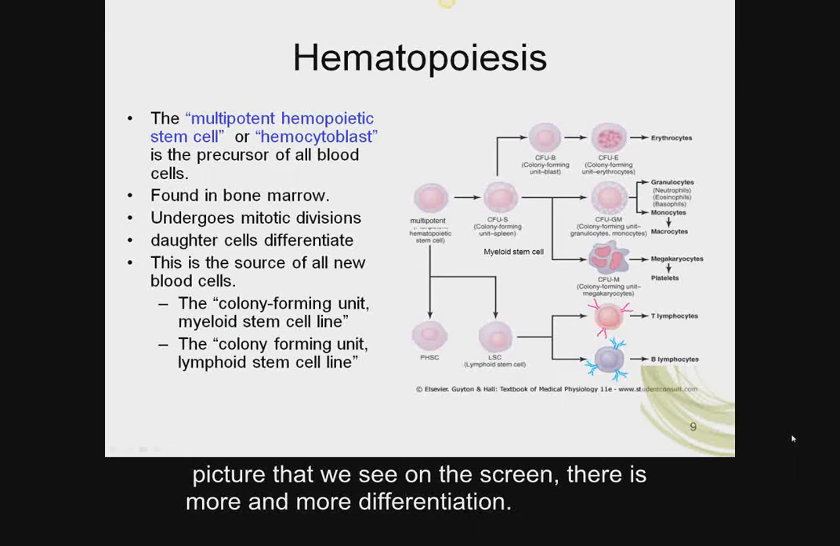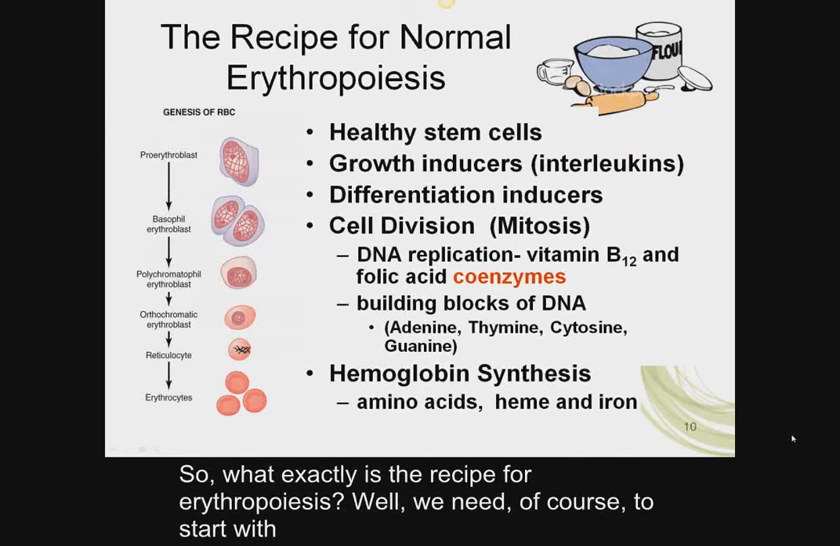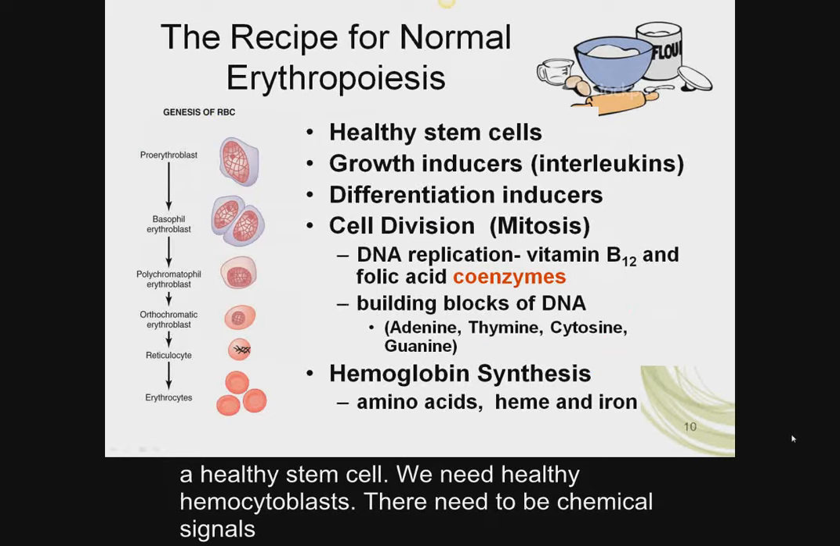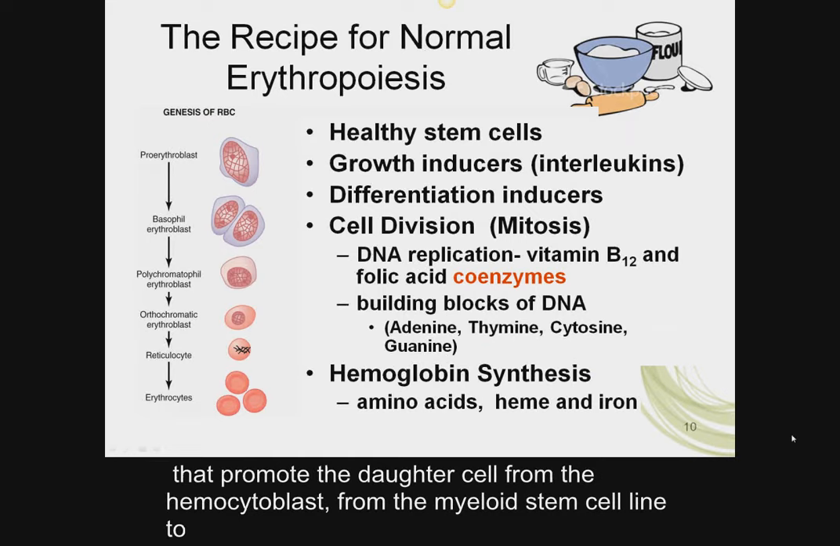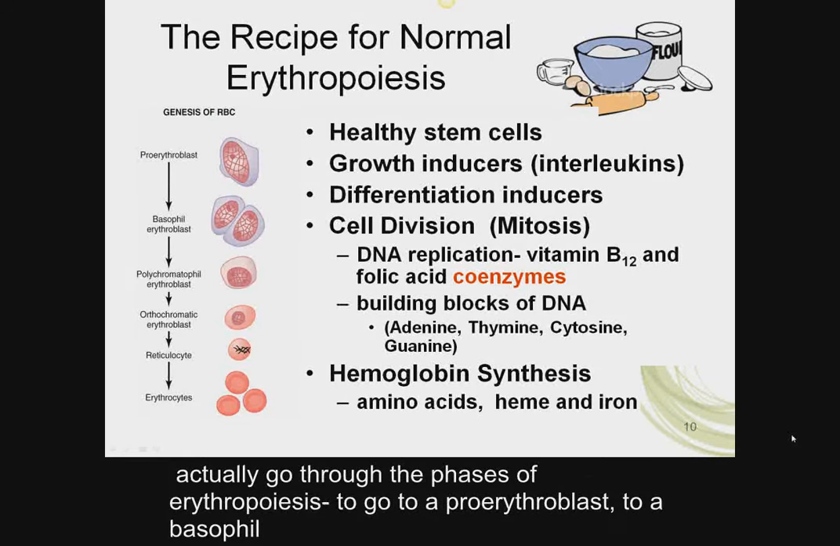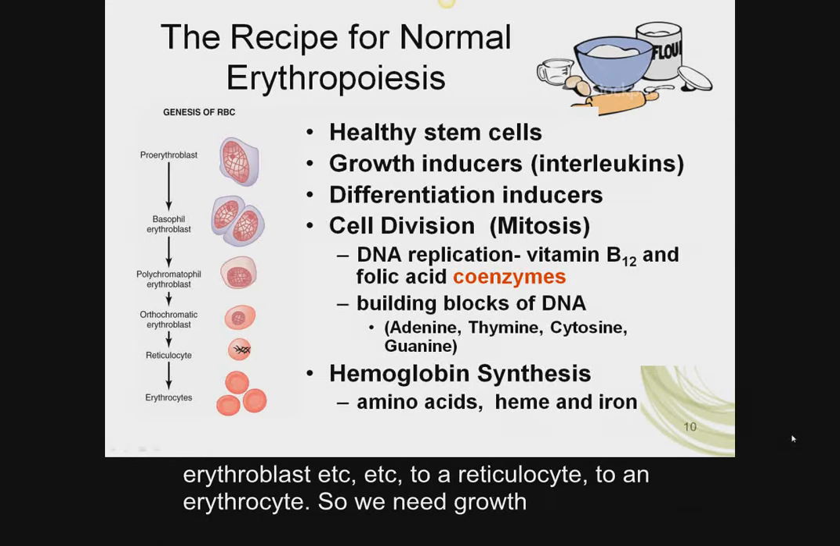What exactly is the recipe for erythropoiesis? Well, we need, of course, to start with a healthy stem cell. We need healthy hemocytoblasts. There need to be chemical signals that promote the daughter cells to progress from the hemocytoblast to the myeloid stem cell lineage, and to actually go through the phases of erythropoiesis, to a proerythroblast, to a basophil erythroblast, and so on, to a reticulocyte, to an erythrocyte.